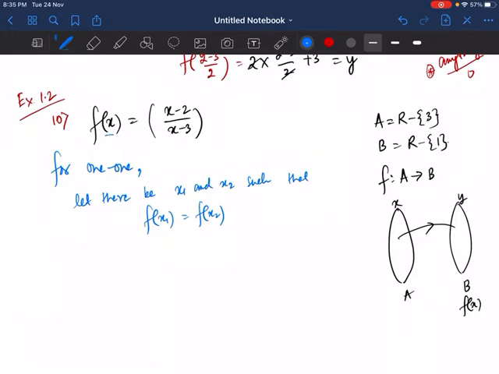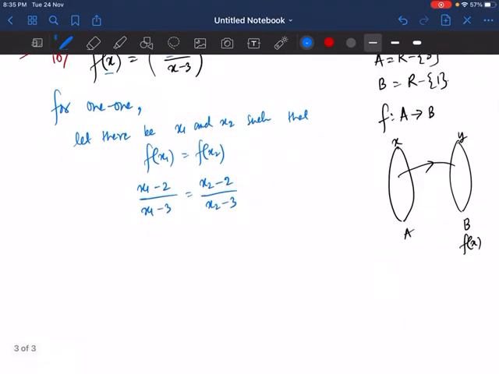So f(x1) is what? f(x) is this thing. So f(x1) will be, in place of x you write x1: (x1 minus 2) divided by (x1 minus 3). This is my f(x1). And f(x2) will be (x2 minus 2) divided by (x2 minus 3). This is my f(x2). Now we will cross multiply. So we have (x1 minus 2) into (x2 minus 3) is equal to (x2 minus 2) into (x1 minus 3).